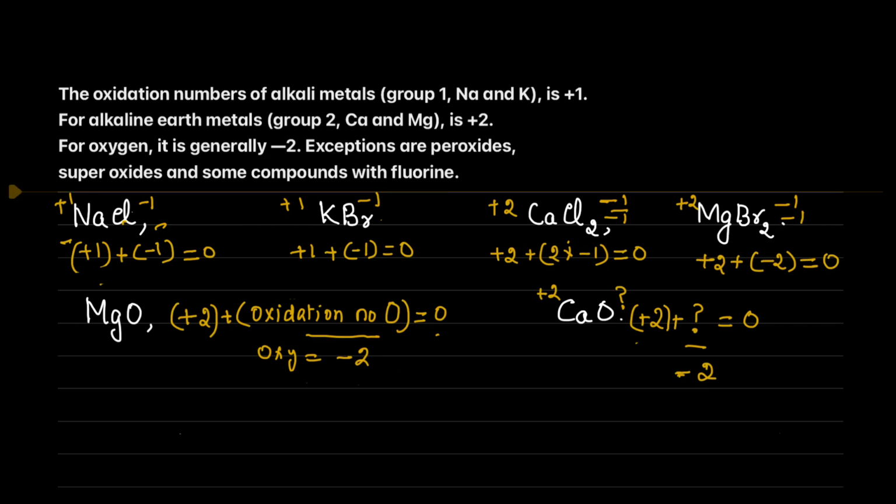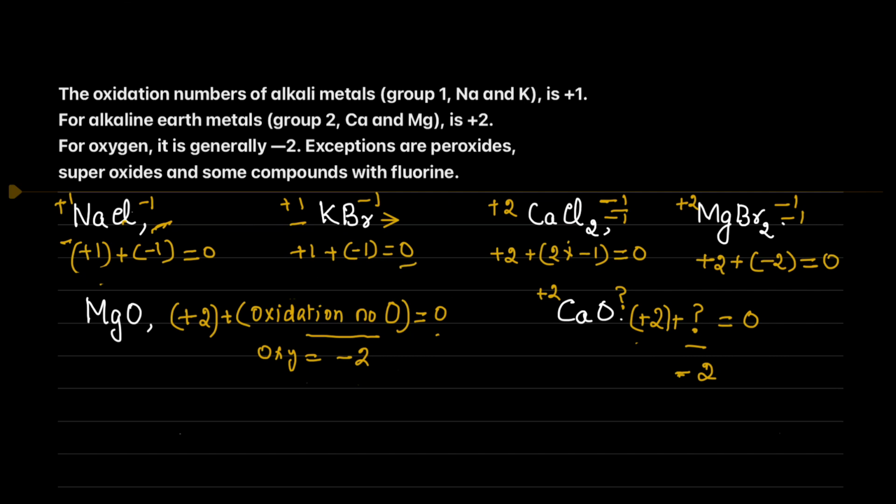Taking sodium chloride, the oxidation number of chlorine, a halogen, is -1. And the algebraic sum of the oxidation number of sodium, that is +1, and that of chlorine, -1, comes to 0, and the compound is also neutral. Potassium bromide is similar to sodium chloride. Bromine is also a halogen and its oxidation number is -1. The algebraic sum of the oxidation numbers of potassium, that is +1, plus that of bromine, -1, comes to 0.